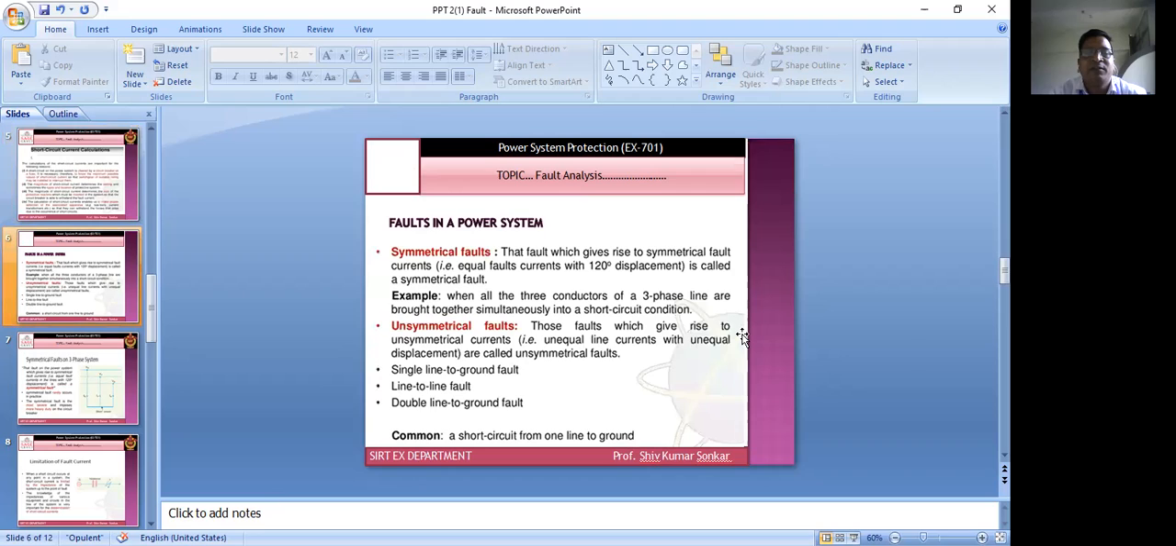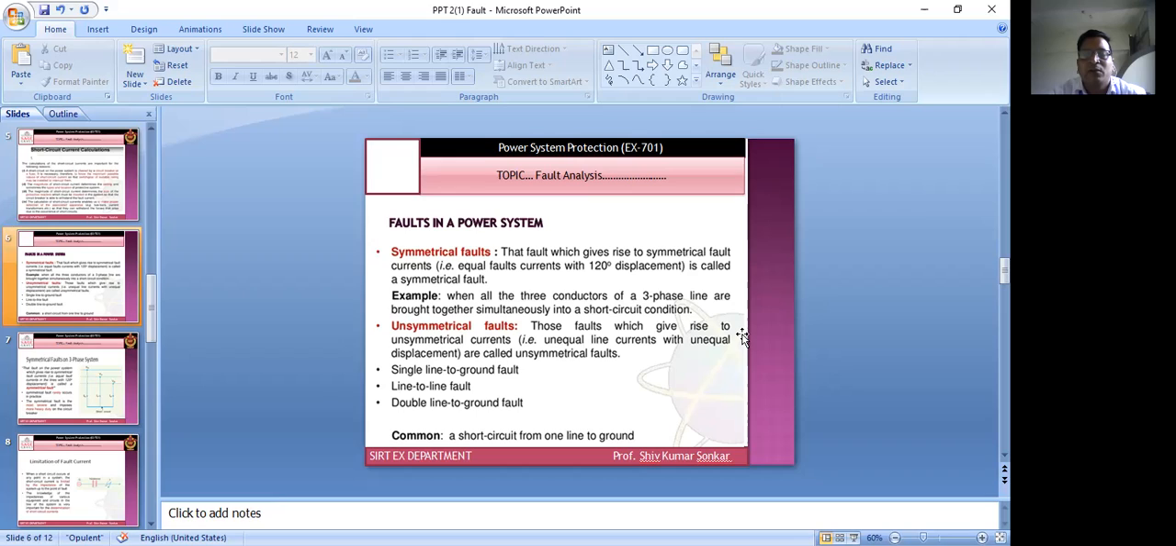Faults in a power system. There are mainly two types. First is symmetrical faults. Those faults which give rise to symmetrical fault current, that is equal fault currents with 120 degree displacement, are called symmetrical faults. Example: when all three conductors of a three-phase line are brought together simultaneously into a short circuit condition.